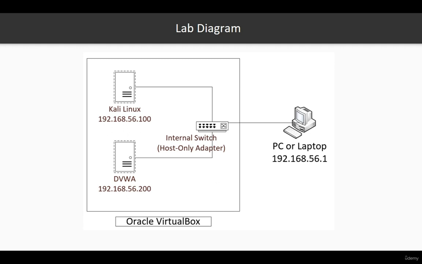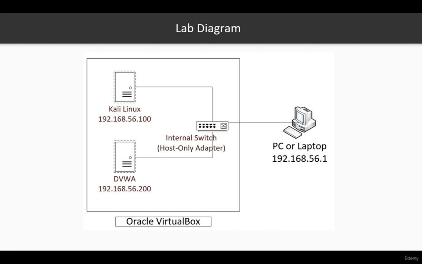So as you can see on my diagram on the right side, we have a PC or a laptop with the IP address of 192.168.56.1. So keep in mind that IP address is not necessarily the main IP address of your machine. This is the IP address of your VirtualBox network adapter on your laptop or on your PC.